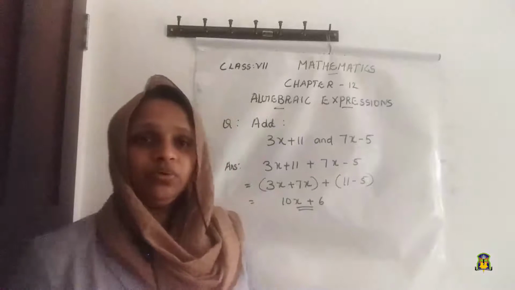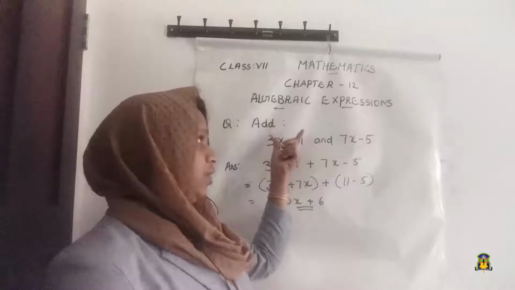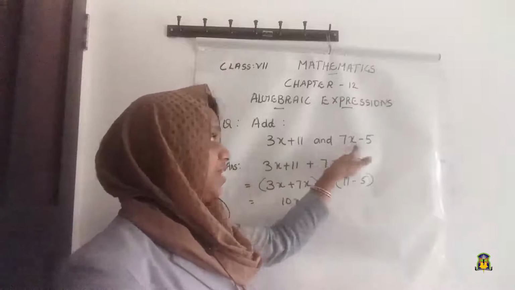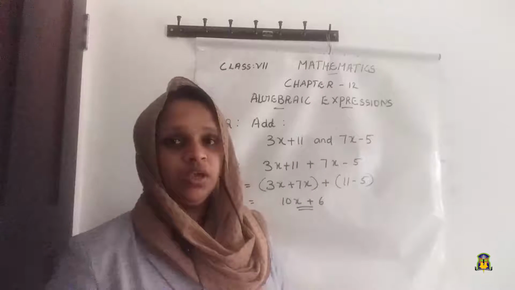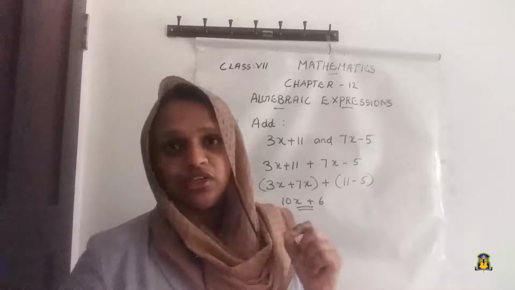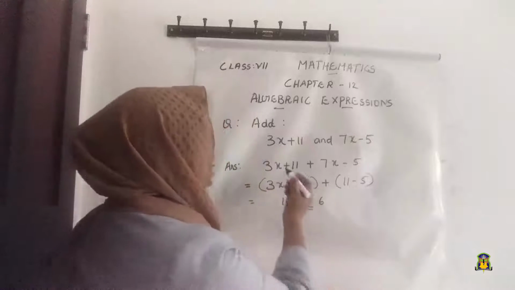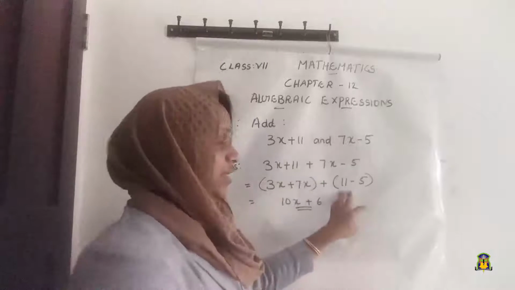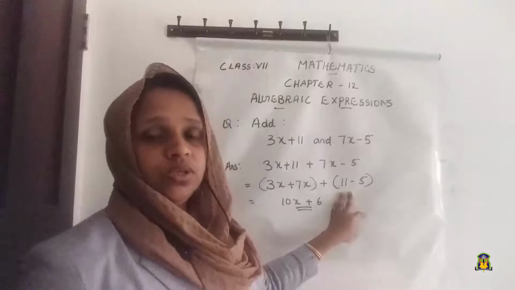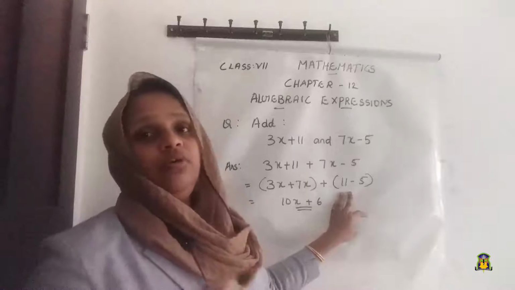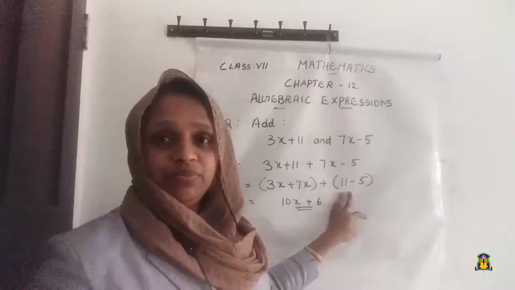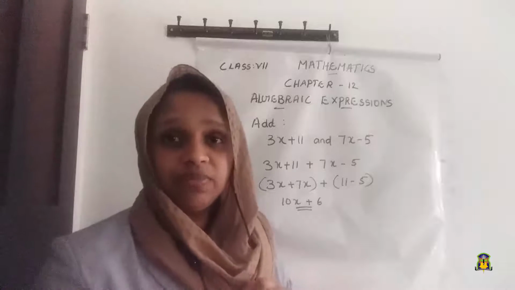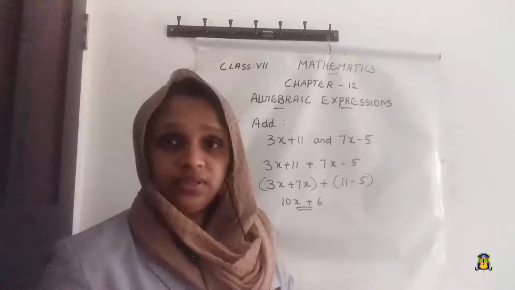So in that we can discuss how to add these two expressions, that is 3x plus 11 and 7x minus 5. So here we want to add those two expressions. So 3x plus 11 plus 7x minus 5. So the main step is we can add or subtract only the like terms.